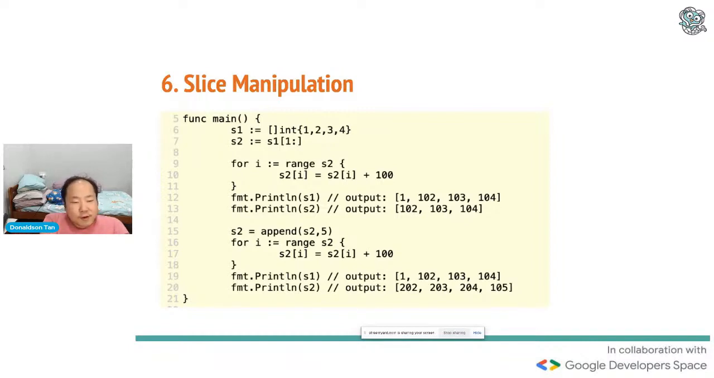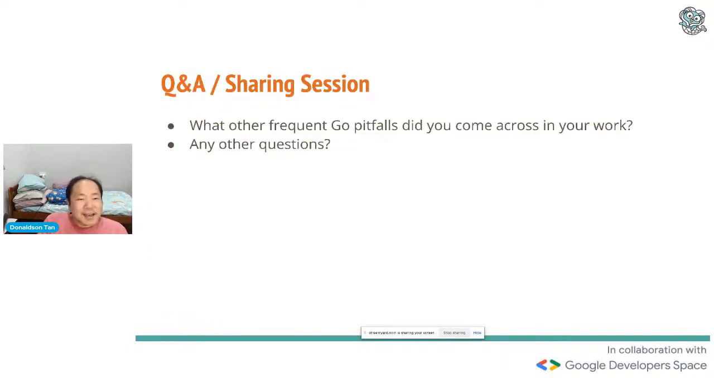So if you look at the code, it looks fine, it compares fine, but actually it breaks the underlying logic, and it's not obvious that the logic breaks. So again, this is another form of common error that also pops up. This is just me sharing some frequent Go pitfalls that I come across in my work.